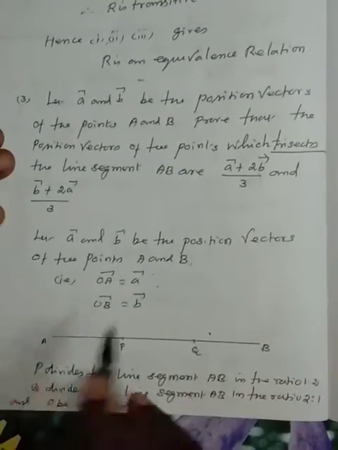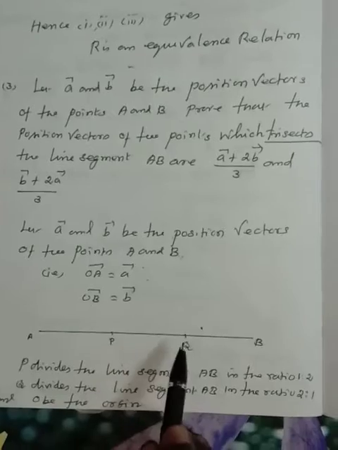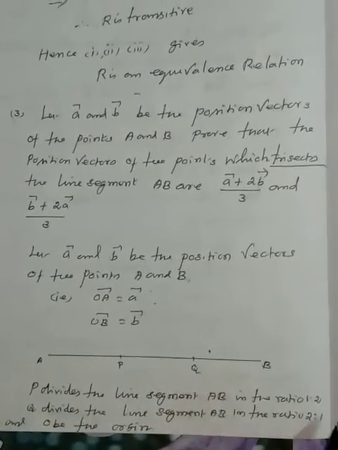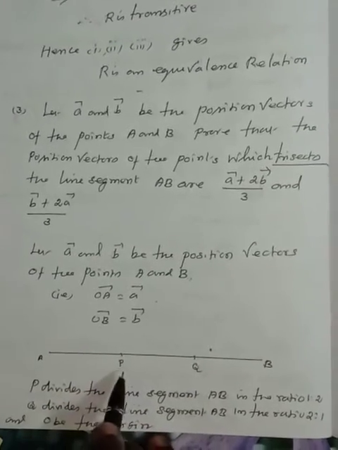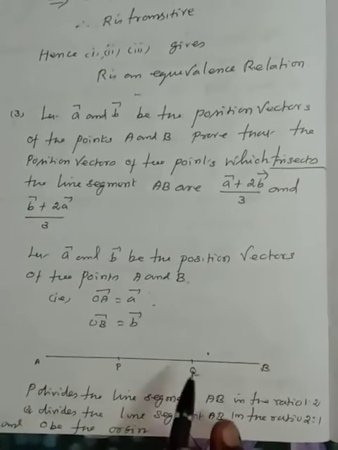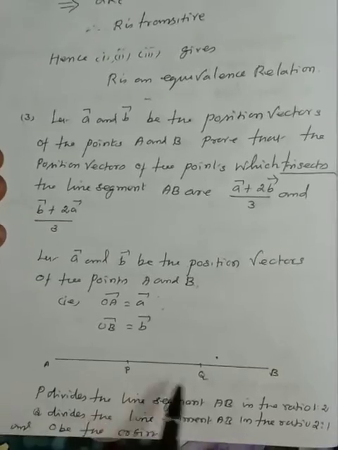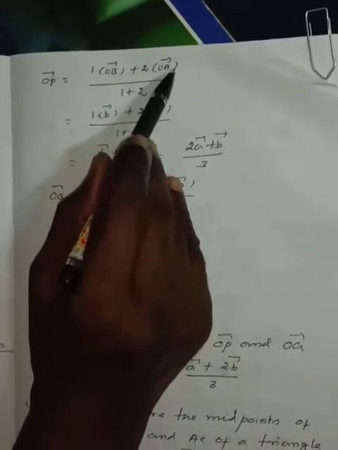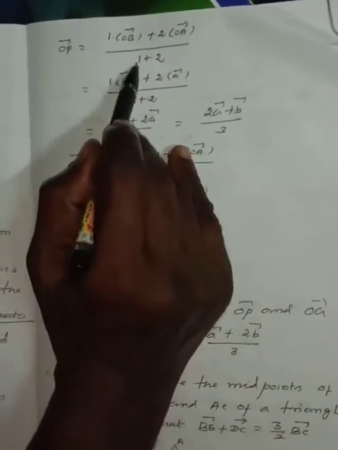Now, draw the line segment AB. Take two points P and Q. The point P divides AB in the ratio 1:2. Next, the point Q divides the line segment AB in the ratio 2:1. For P, 1 into vector OB plus 2 into vector OA, whole divided by 1 plus 2, the m plus n formula.